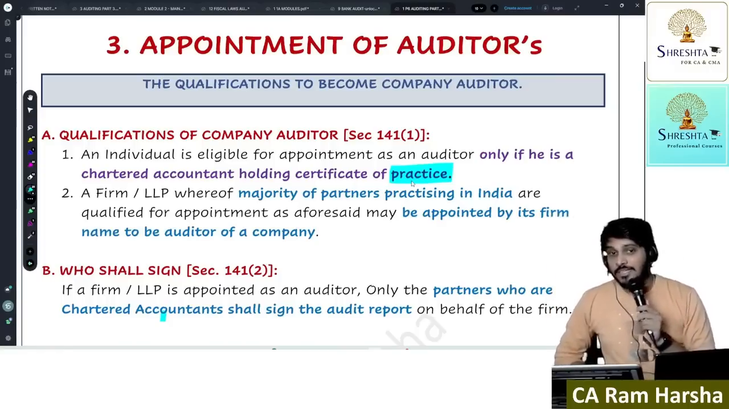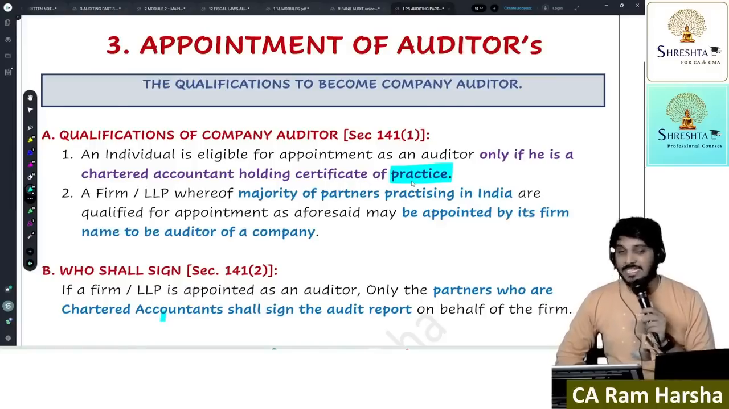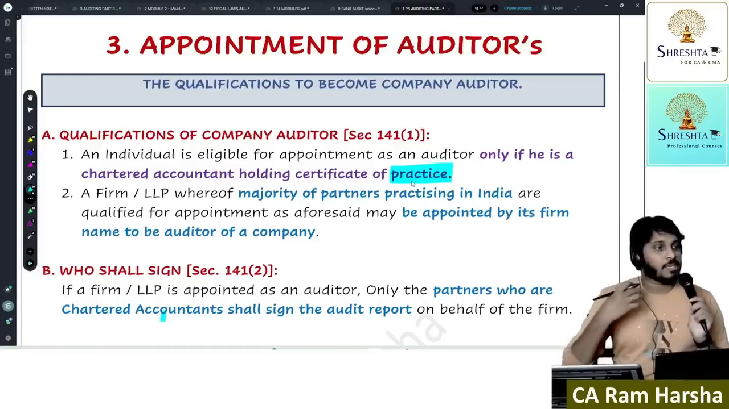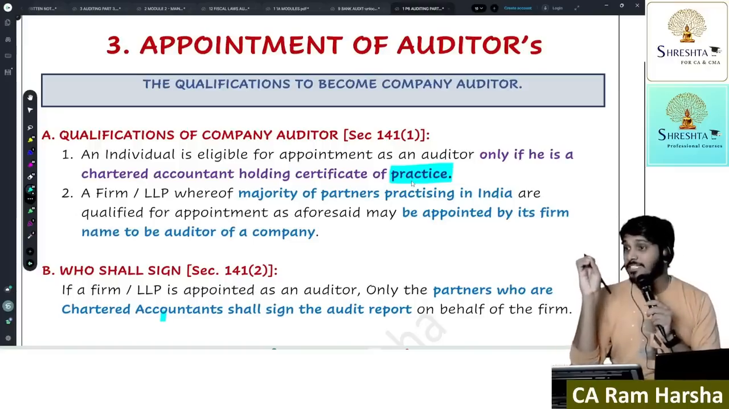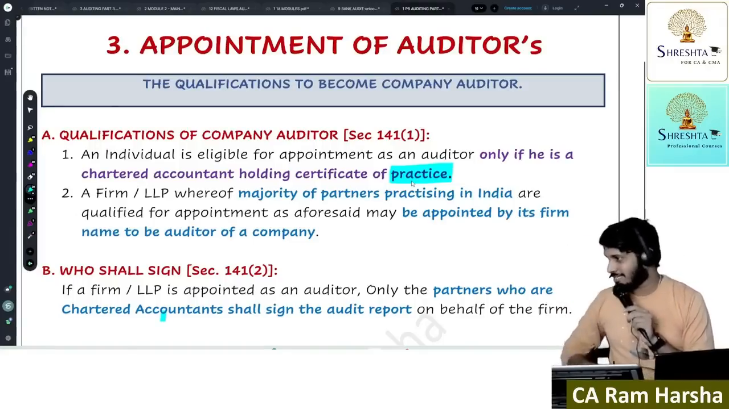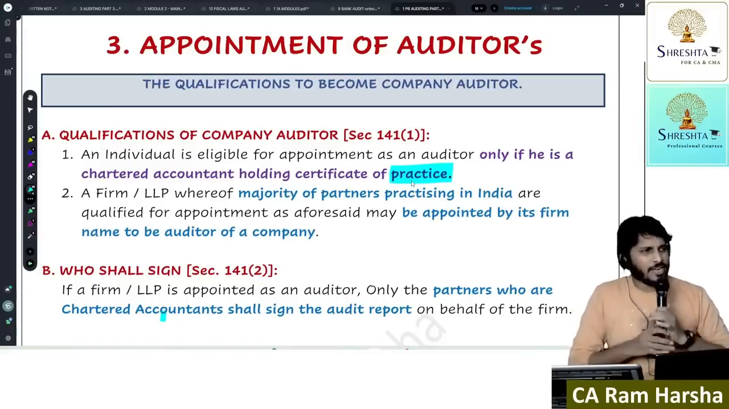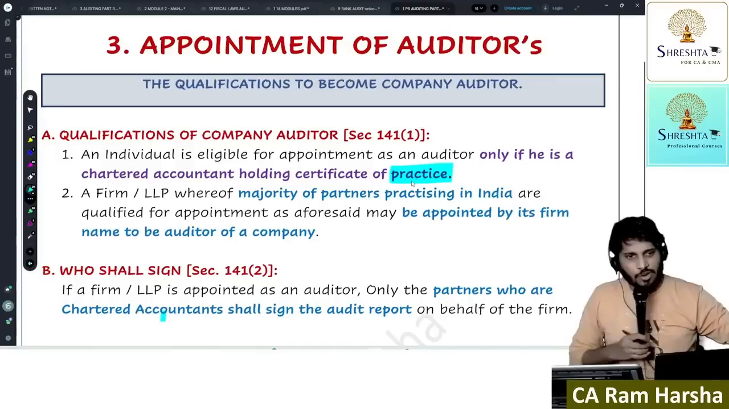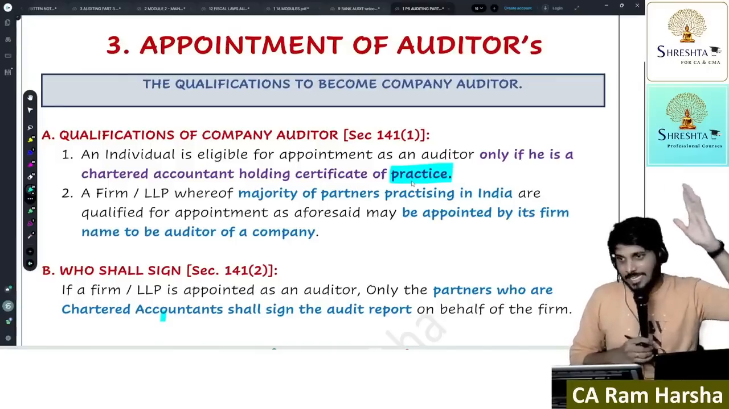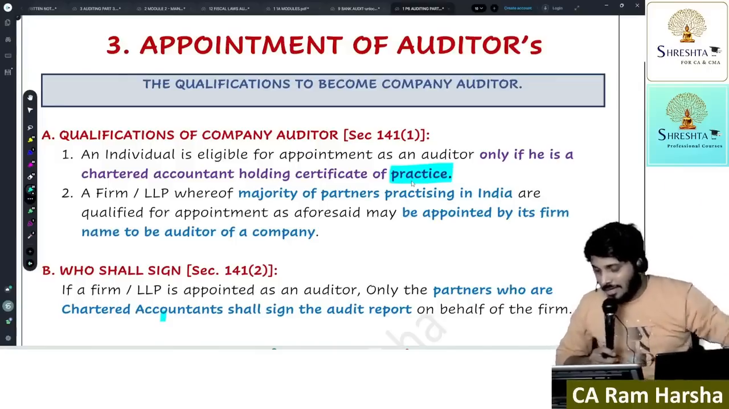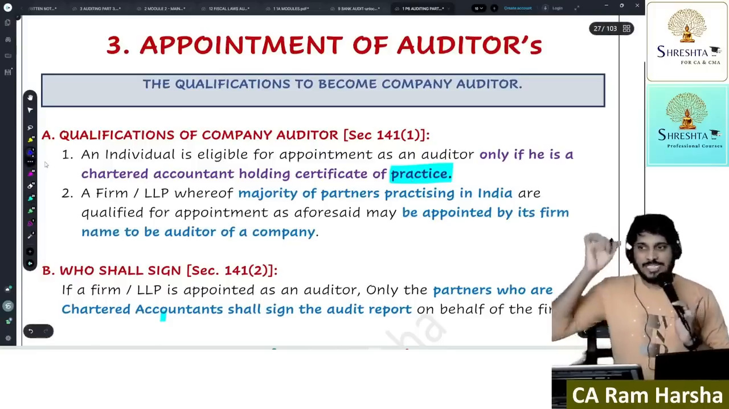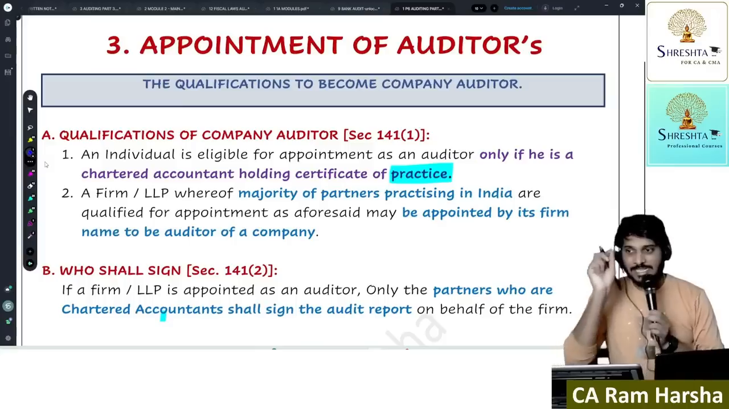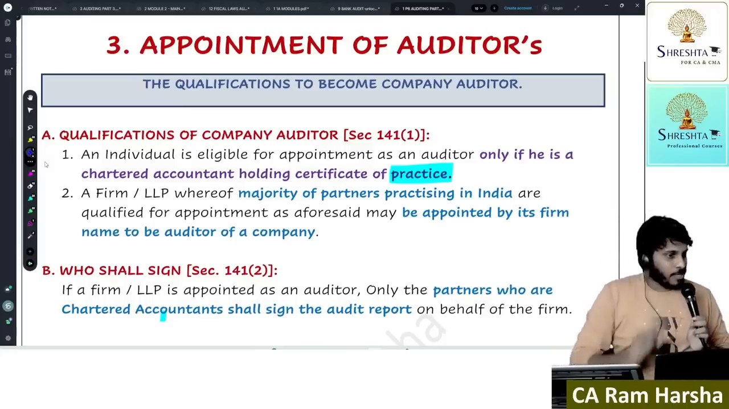So they said the CA cannot use chartered accountant as a designation. Getting it? You can use the designation if you are in practice, no problem. In the name board you can have at home, but it is not permitted if you don't have COP. That's the actual intention of the provision. Beside your name you can put CA. CA Harsha I can use, whether I am in practice or not. But the chartered accountant designation I cannot use. Understood or not?